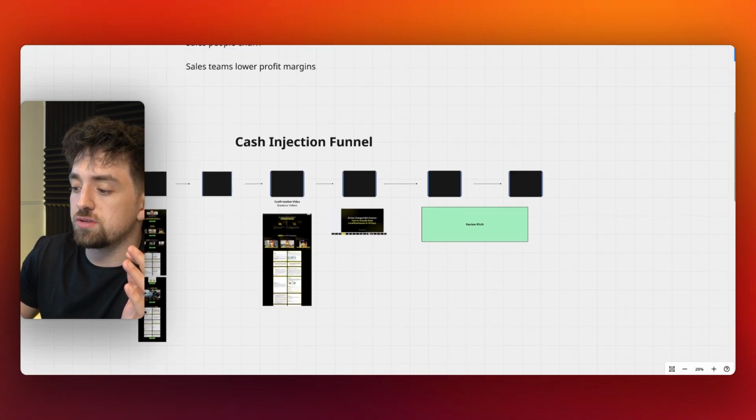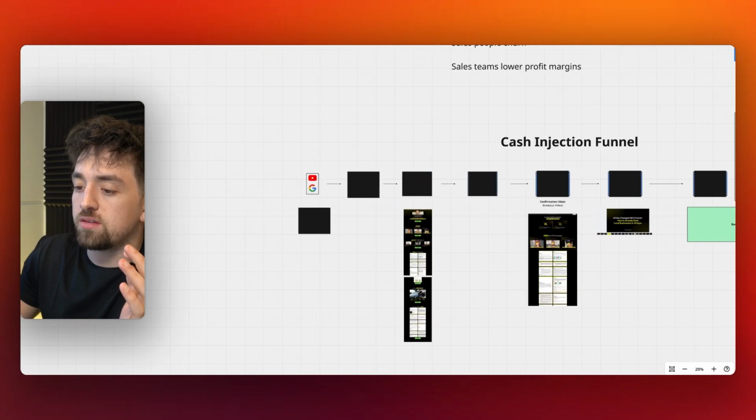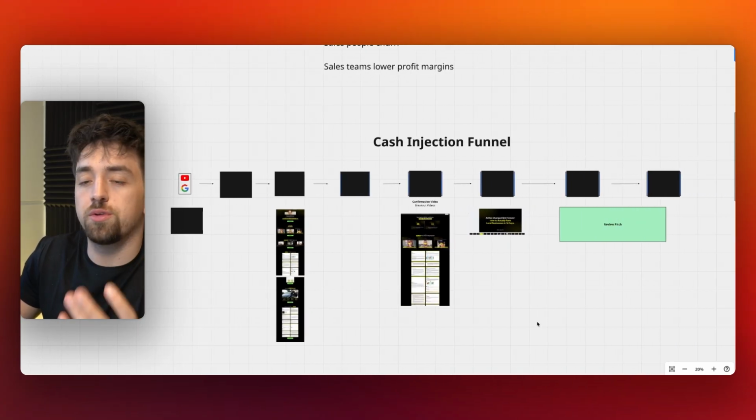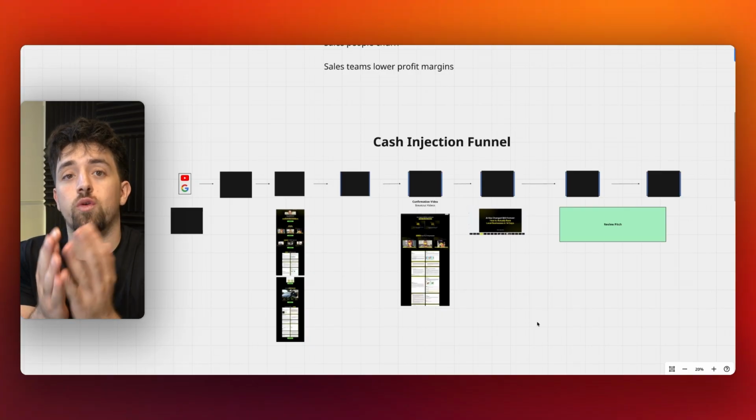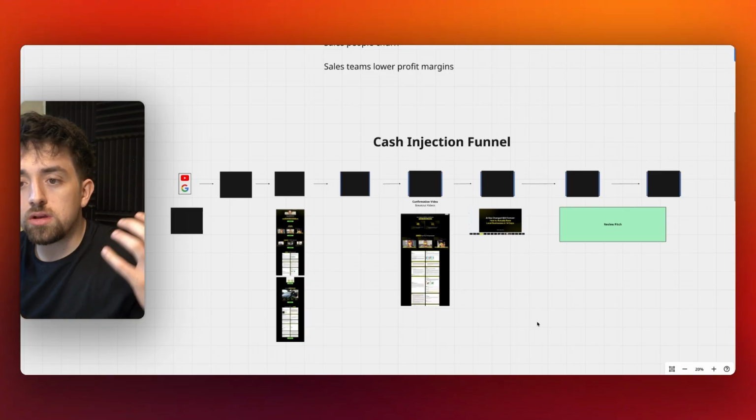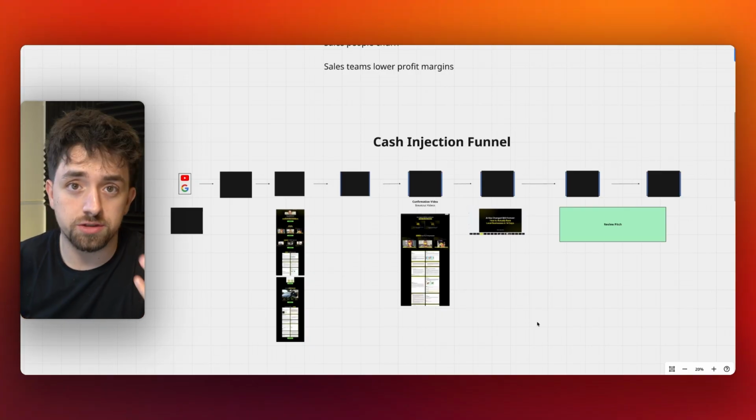Now, our cash injection funnel uses live events instead of sales teams to do the closing. Okay, so live sales events, such as webinars or challenge funnels, but typically webinars, where you as the creator, the owner of the product, who is the most convincing person in the whole business to sell it, go in front of your audience and sell with a live presentation.